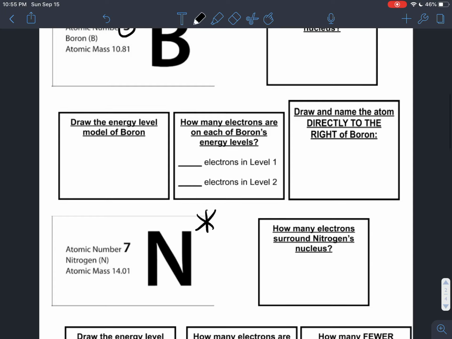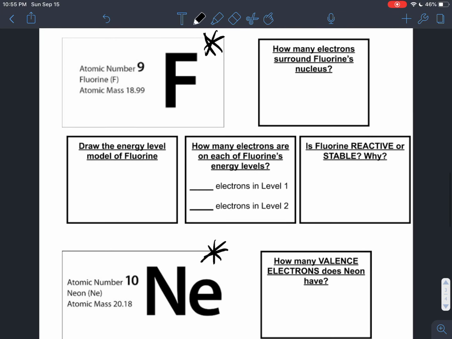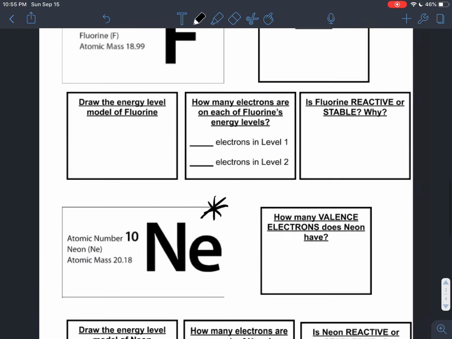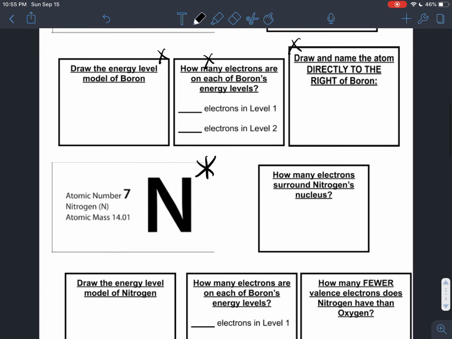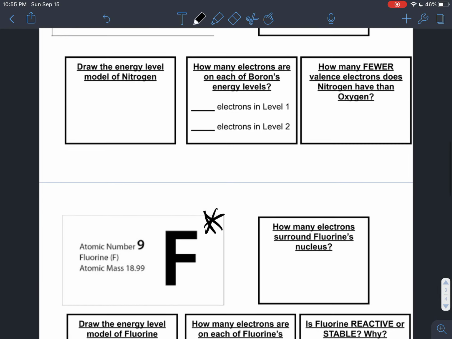What are the boron cards? What are the nitrogen cards? What are the fluorine cards? What are the neon cards? Once you do that, there are a couple of questions. There's actually 4 questions per card about that atom. So you're going to sort the cards, answer your questions. When you're done, you can just mix the cards back up and put them in the envelope.